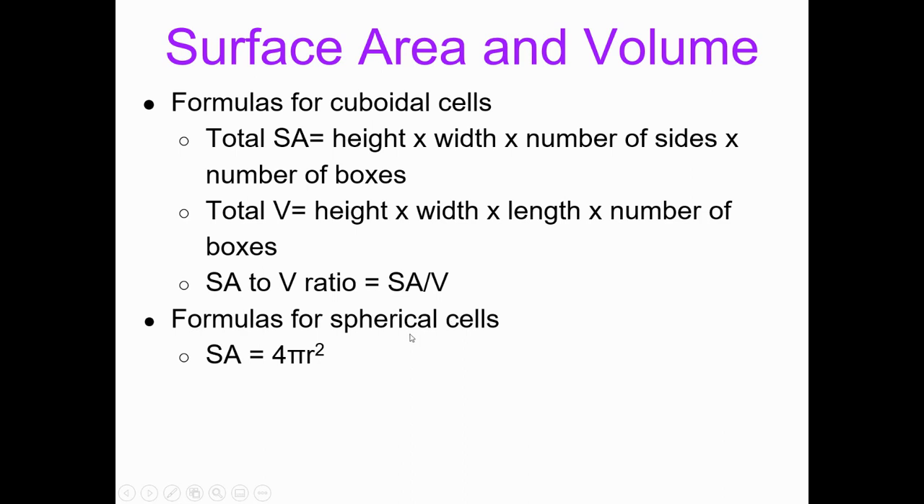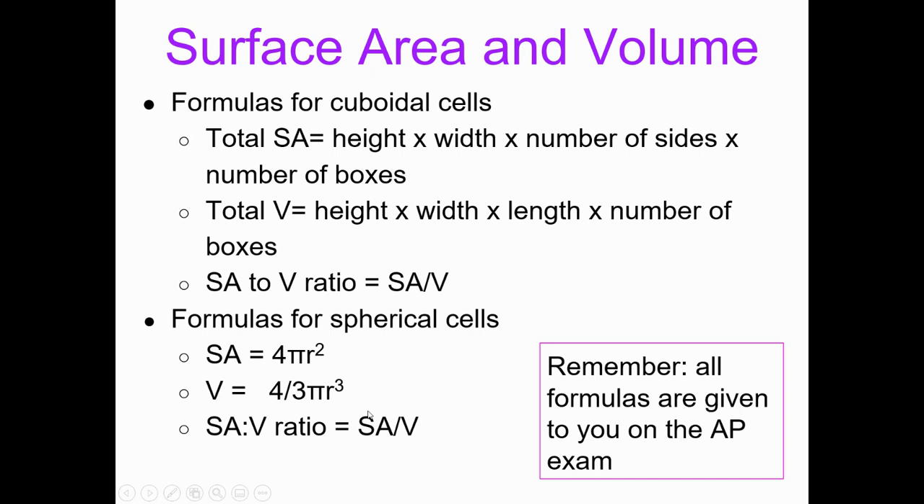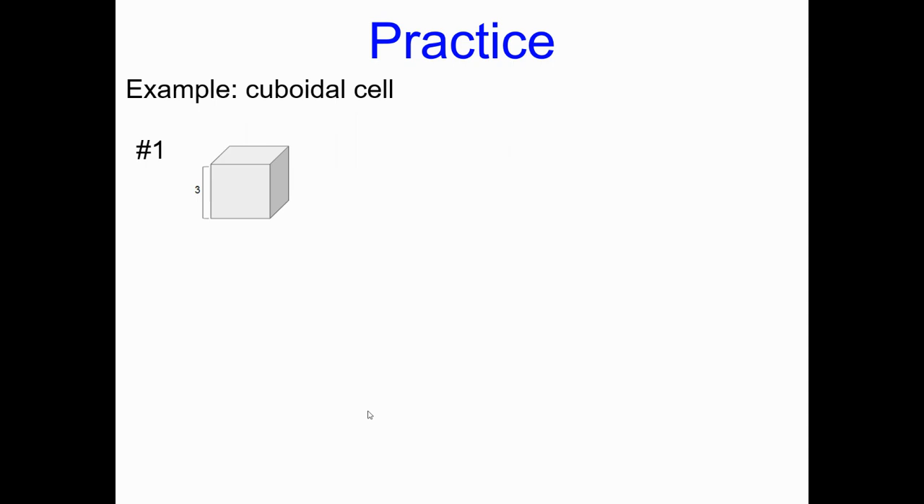So the formulas for spherical cells: surface area is equal to 4 pi r squared, and then volume is 4/3 pi r cubed, and then surface area to volume ratio, again, is just surface area over volume. And again, all the formulas will be on the AP exam for you to use.